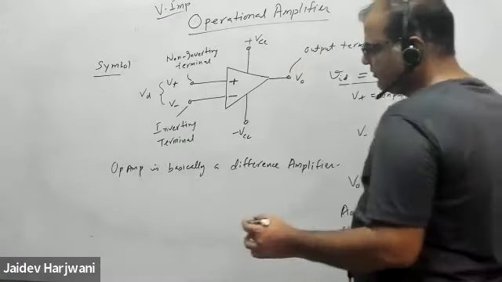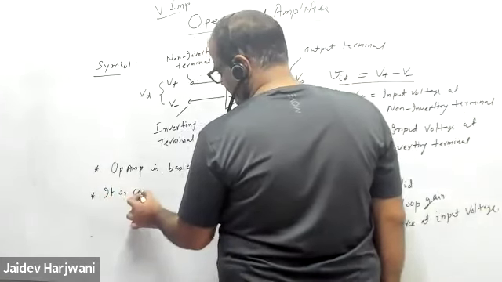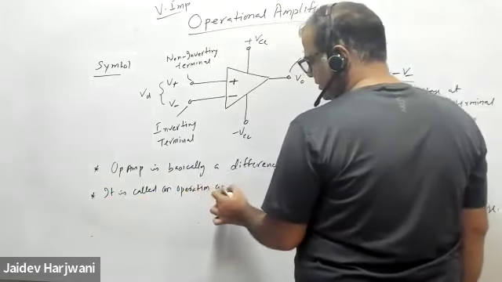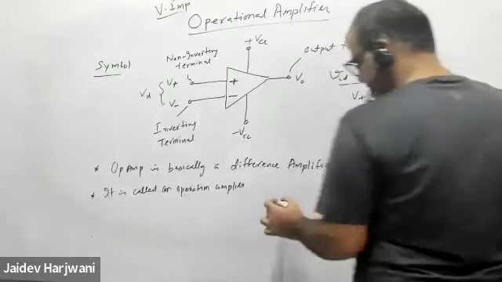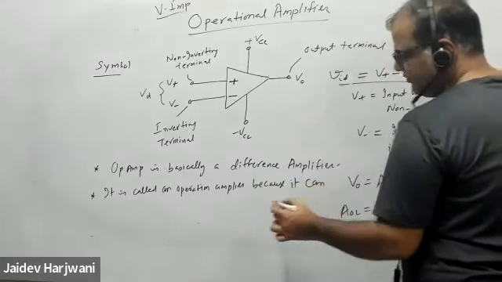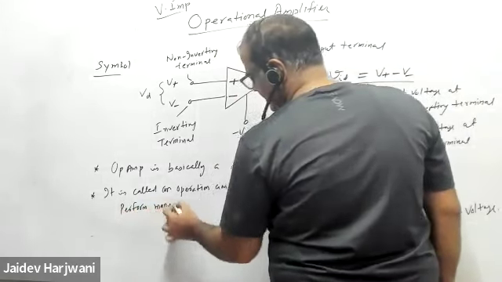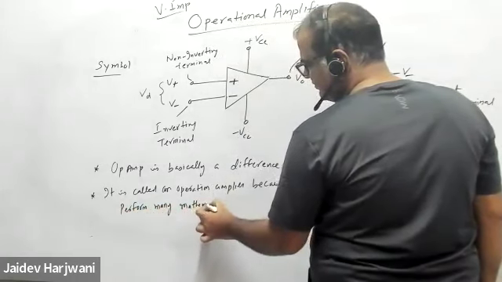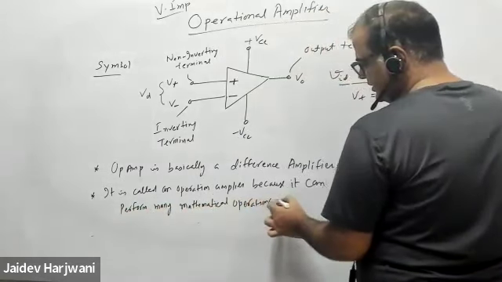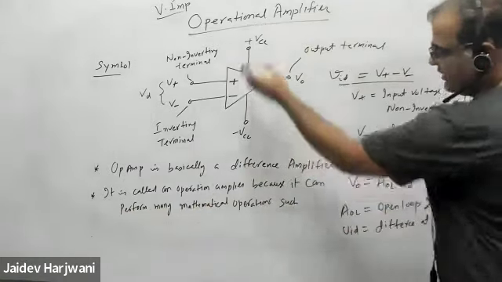Why is it called operational amplifier? It is called an operational amplifier because it can perform many mathematical operations, such as analog inputs को add करना है, subtract करना है, we can perform using op-amp.